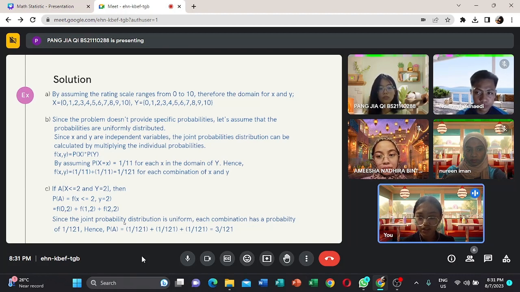Question C. If the event A is X less than or equal to 2 and Y equals to 2, then the probability of A is the sum of all the probabilities in the joint probability distribution that satisfies this condition. So since the joint probability distribution is uniform, therefore we have 1 over 121 plus 1 over 121 plus 1 over 121 is equal to 3 over 121.